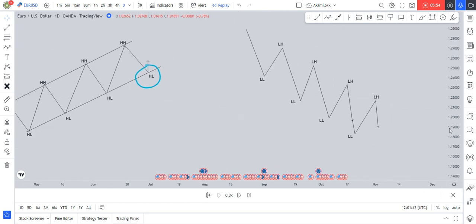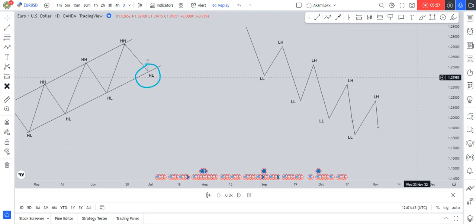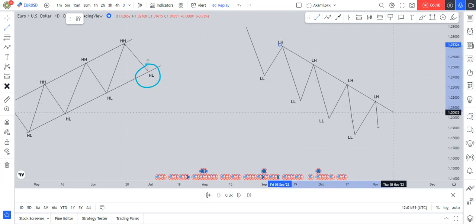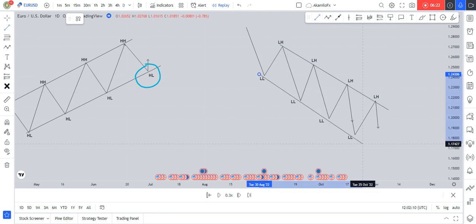In the downtrend market structure, price creates what we call lower lows and lower highs. If price moves down, it creates a lower low, and then a move up creates a lower high. So what we need is to join the lower highs. Pull up your trend line tool and join the lower highs, and also join the lower lows.